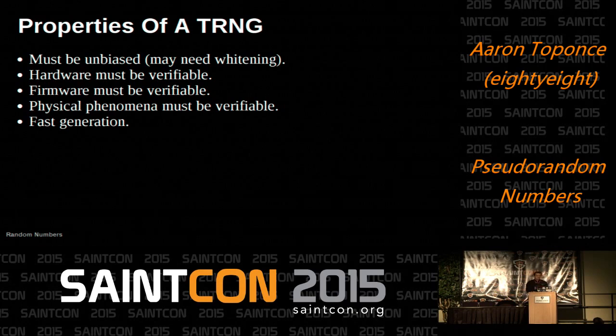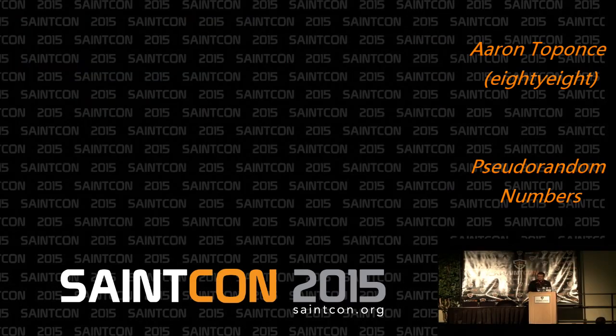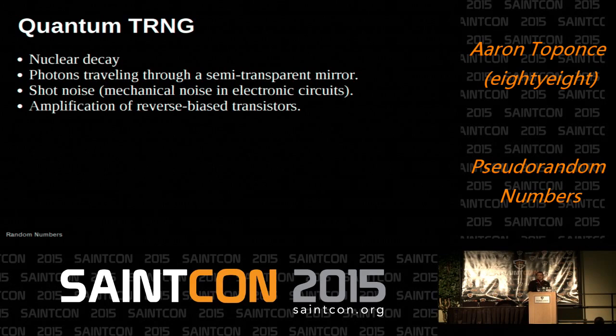There's two types, really, two classifications of true random number generation: quantum and non-quantum. Quantum random number generation uses things that involve the quantum state of matter. So we're going to look at the quantum level. Things like nuclear decay. We could get a Geiger counter on a nuclear source, say the nuclear source in your smoke detector, and we could time when we are catching particles that are decaying off of the source. Photons traveling through a semi-transparent mirror. Shot noise or mechanical noise in electronic circuits. Amplification of reversed bias transistors. In other words, timing electrons that are jumping across an anode and a cathode that they probably shouldn't be traveling in that direction to begin with. So we're taking electronics to near breakdown as a source.